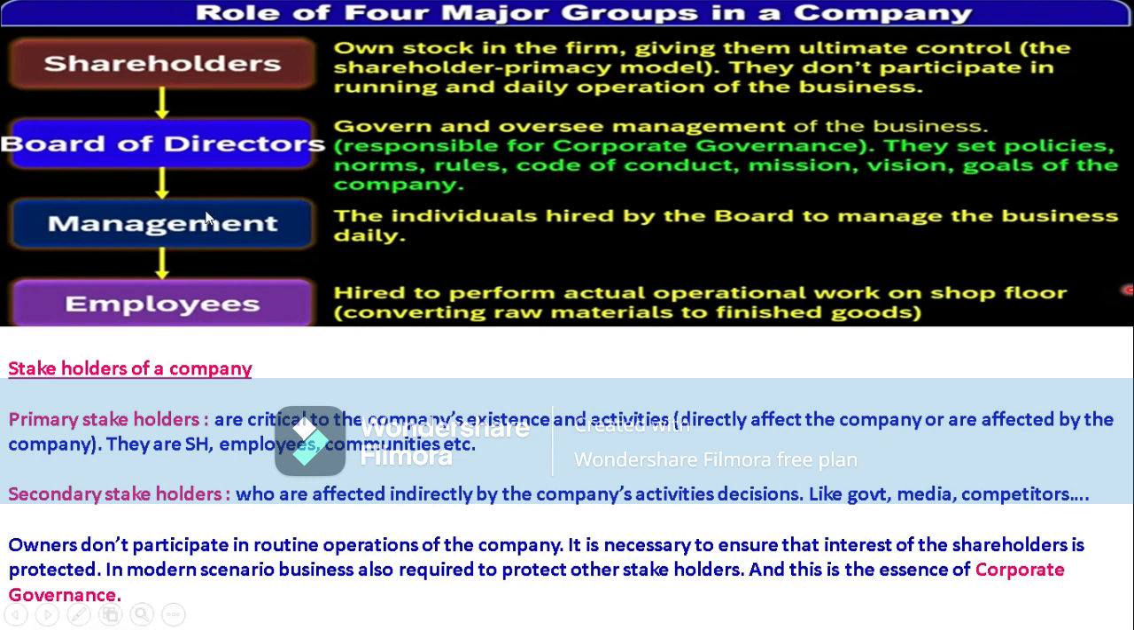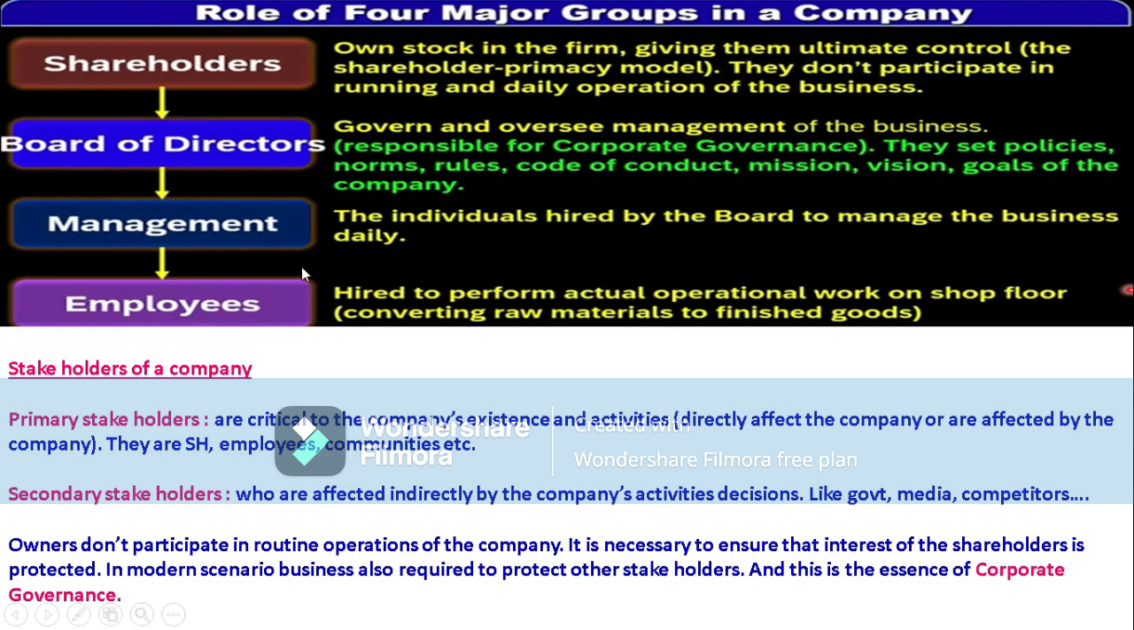Okay, and another one is management, another group under the company. After shareholders, after board of directors, management plays an important role. So the individuals hired by the board to manage the business daily. So management is nothing but, as we saw before, the board of directors appoint the C executives, top level management. Okay, and they appoint the president, vice president, managers, supervisors, and finally the workmen. Okay, so next, they perform their duties according to their roles and responsibilities.